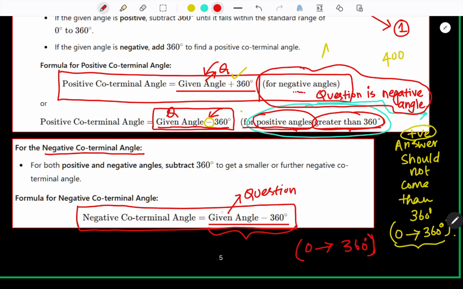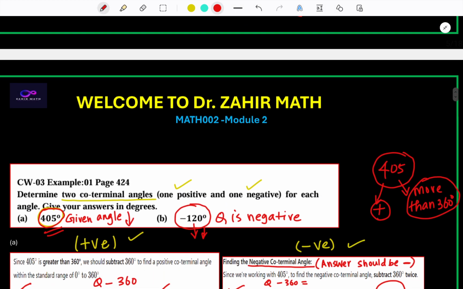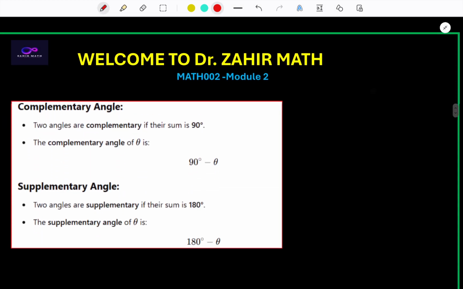For the negative angles, it's a very simple formula. Given angle minus 360, and the answer must be what? Must be minus. So if you are not getting minus, once again you subtract 360 until you get minus. Definitely the second time you will get minus. Nothing to worry. Clear? Right.